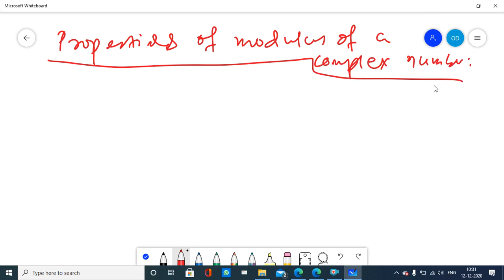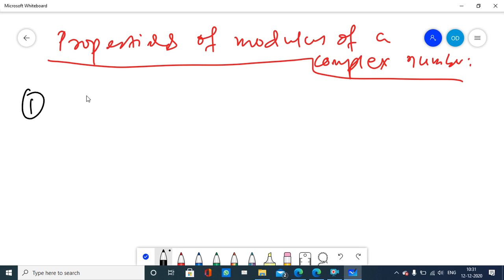See, most properties of the modulus of a complex number are closely similar to the properties of the conjugate of a complex number. But there are two properties of the conjugate of a complex number that do not hold in the case of the modulus of a complex number. I will tell you that, but mostly they are the same.